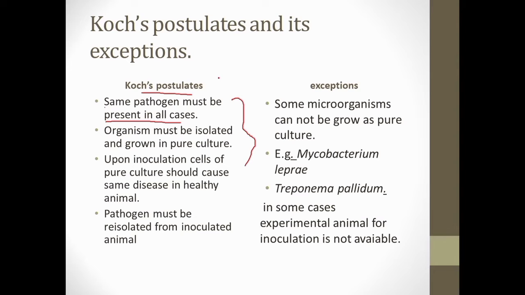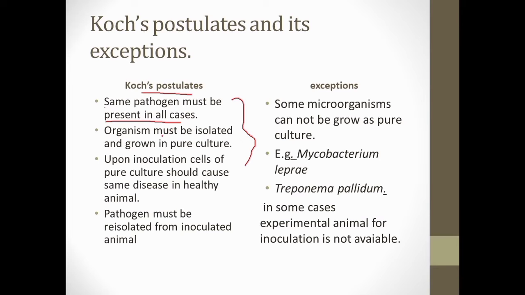If you have studied 50 animals which are suffering from a particular disease, that pathogen should be present in all those 50 animals. If you are studying 100 animals suffering from the disease, that pathogen should be present in all those 100 animals. So that is the simple meaning of the first postulate.